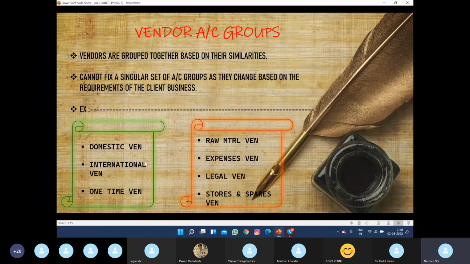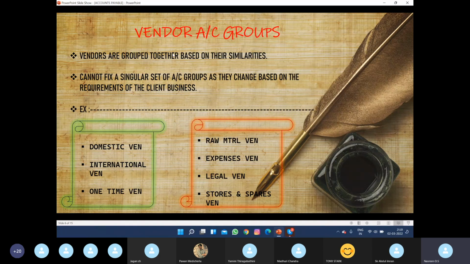If there are 20 suppliers, let's say 10 Indian suppliers and 10 foreign suppliers, then we can group them as 10 domestic vendors and 10 international vendors. All the 10 vendors present in this group are considered domestic vendors. All the 10 suppliers in the foreign group are considered international vendors.